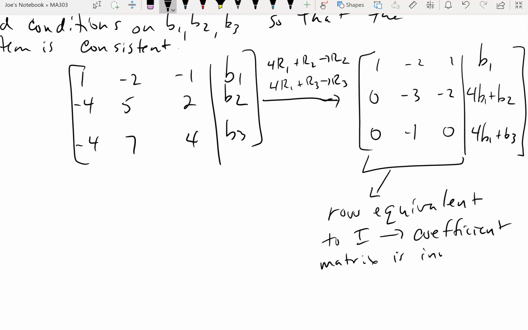So this is row equivalent to the identity matrix, which means that the coefficient matrix is invertible, which means that there are no restrictions on the B's. What I mean by that is it doesn't matter what B1, B2, and B3 are, we can always solve it.